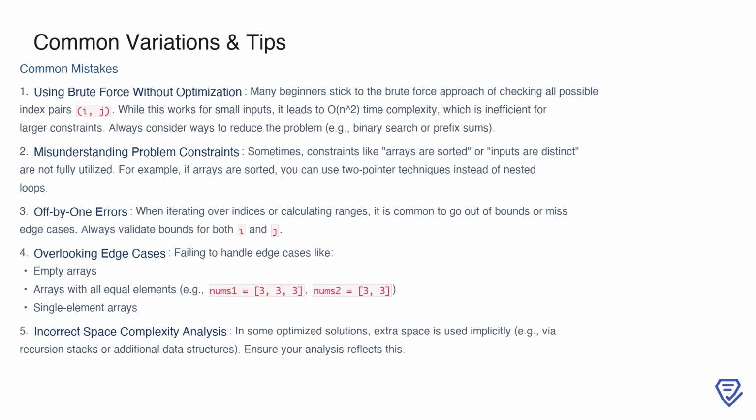Don't forget edge cases either. These include empty arrays, arrays with all elements equal, or single-element arrays. Lastly, some solutions might implicitly use extra space, such as recursion stacks or temporary data structures. Be sure to account for this in your space complexity analysis.